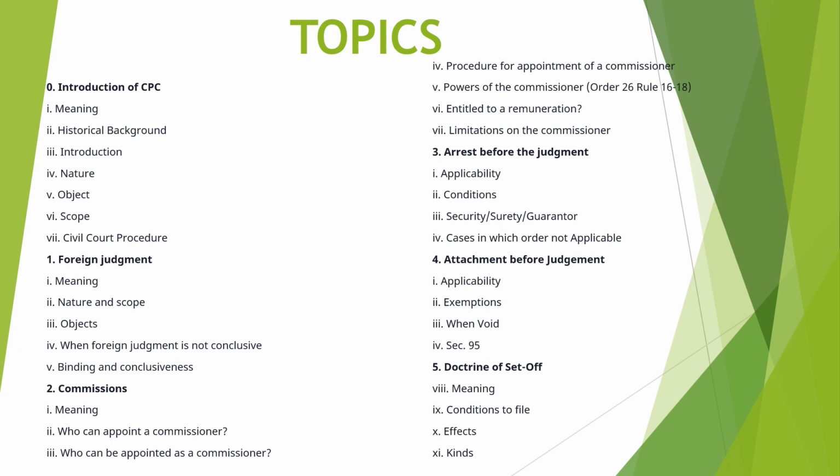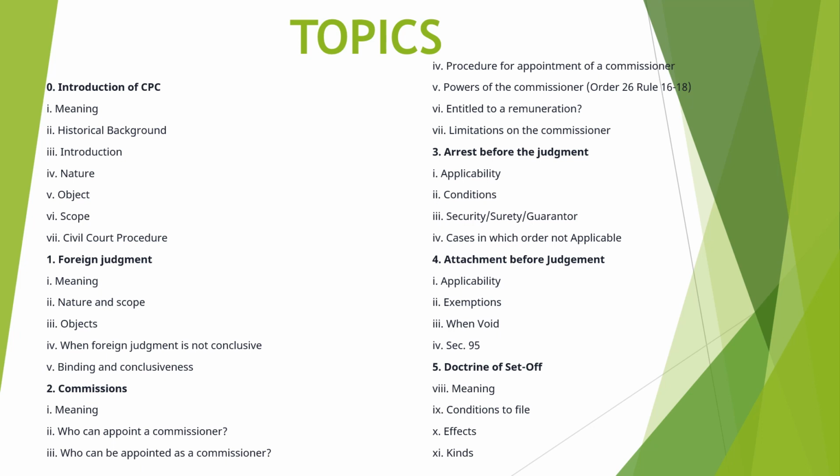Third one is commissions: meaning of commissions, who can appoint a commissioner, who can be appointed as a commissioner, procedure for appointment of a commissioner, powers of the commissioner, which are mentioned in Order 26 Rule 16 to 18, entitled to remuneration or not, limitations on the commissioners. Other one is arrest before the judgment: applicability, conditions, security, surety, guarantor, cases in which the order is not applicable.